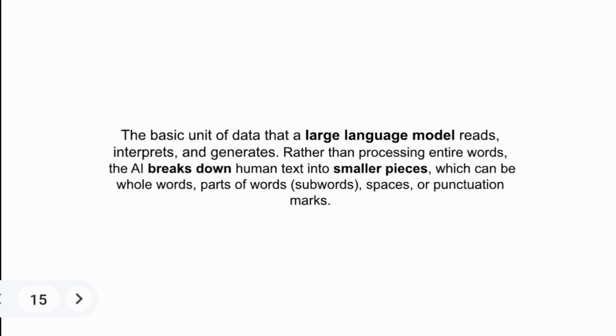A token is the basic unit of data that a large language model reads, interprets, and generates, rather than processing an entire word. The AI breaks down human text into smaller pieces, which can be whole words, parts of words, spaces, and punctuation marks.